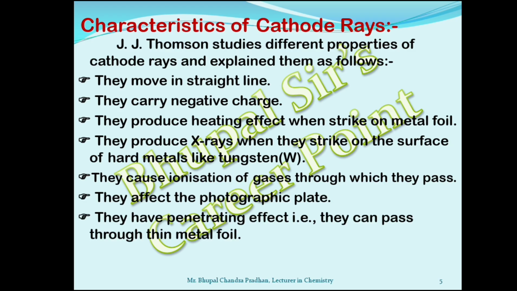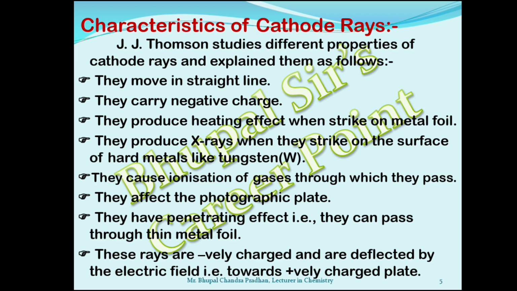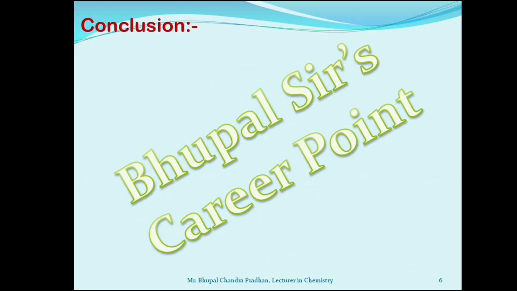They affect the photographic plate. They have a penetrating effect. They can pass through thin metal foil. These are negatively charged and are deflected by the electric field towards the positively charged plate. These are the different characteristics of the cathode rays.